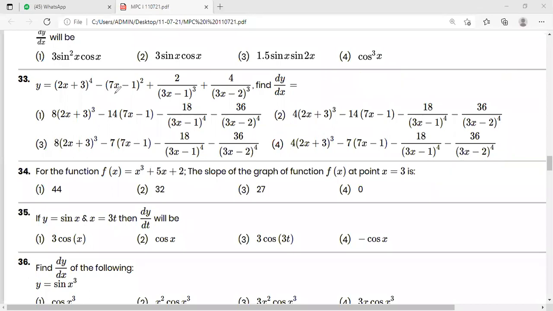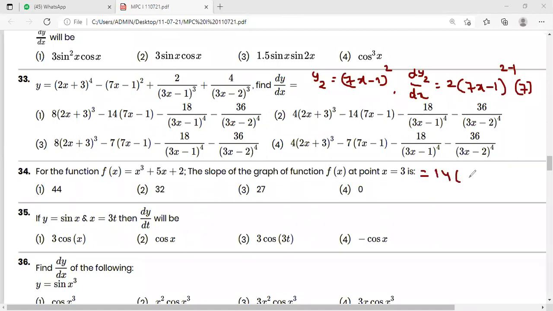Second function, y2, you can take it now. The second function y2 is again a similar function only, 7x minus 1 whole square. Then dy by dx: differentiation will be 2 into 7x minus 1 whole power 2 minus 1. And the derivative of the inside function, 7x, is 7. The derivative of 1 will be 0, so no problem. So finally it is 2 into 7, 14 into 7x minus 1 whole power 2 minus 1, 1 only. So that means 14 into 7x minus 1.